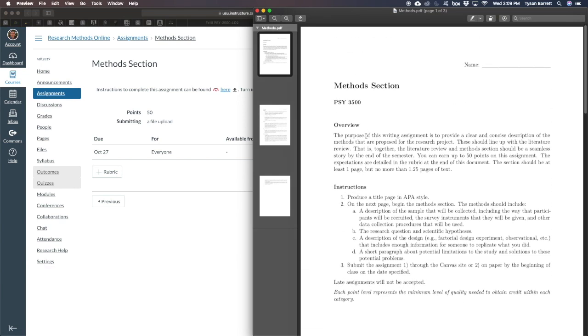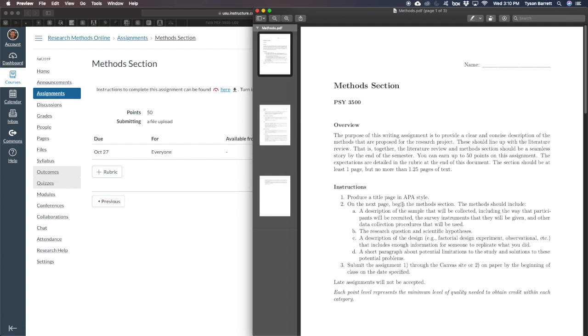So for the assignment itself, it's very similar to the literature review. So what you learned on the literature review, you can apply here. First, the section should just be between 1 and 1.5 pages at the very most. I'm not going to be a stickler if the information is there. So you already have an APA style title page, so you already have that done. Next page, you begin the method section.